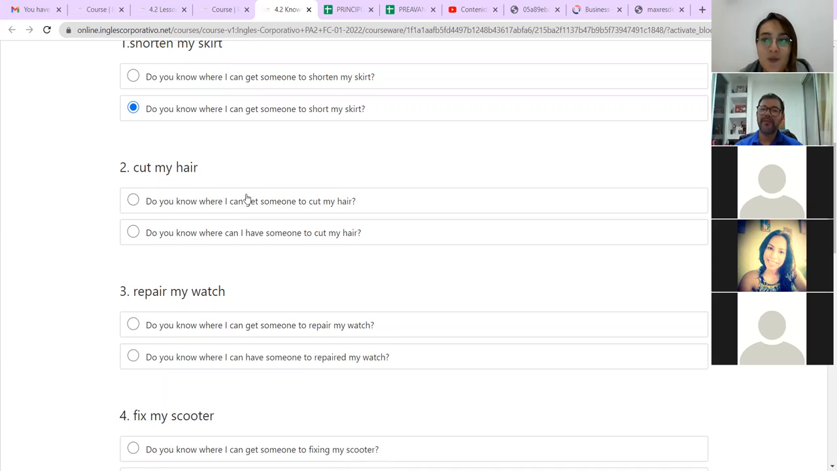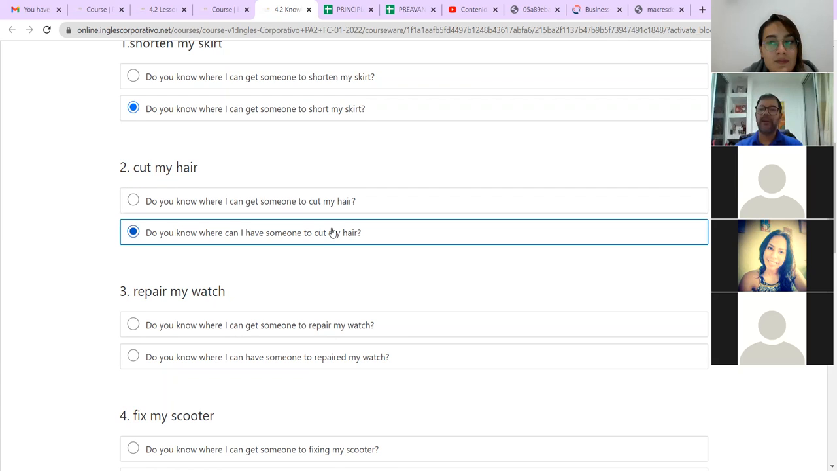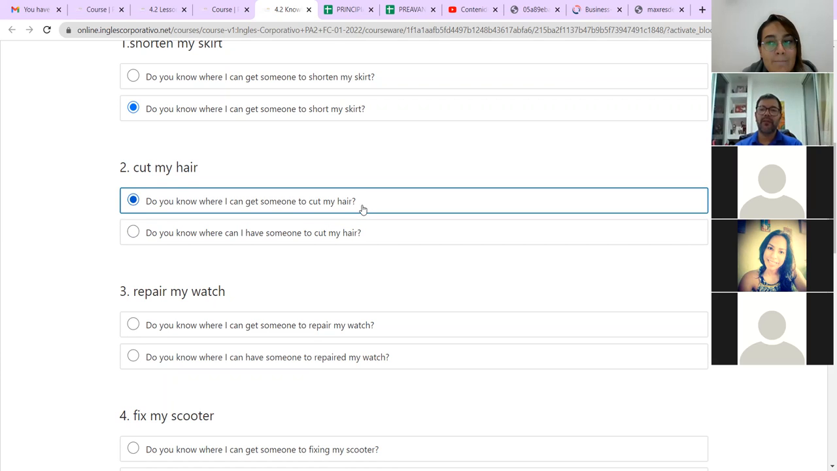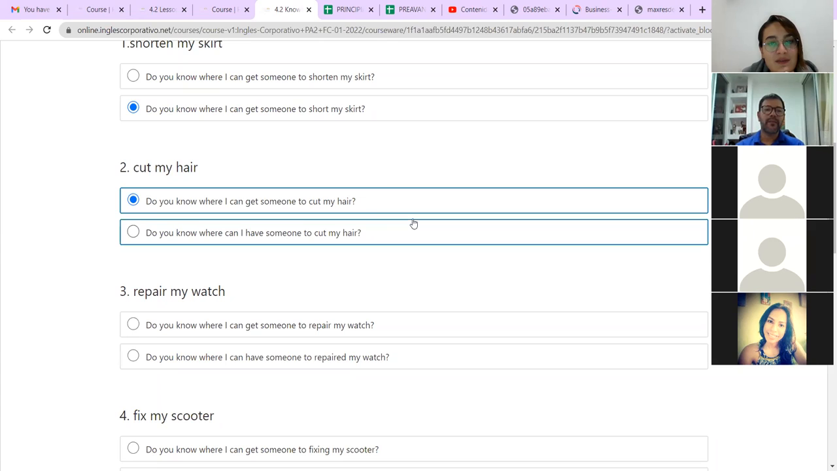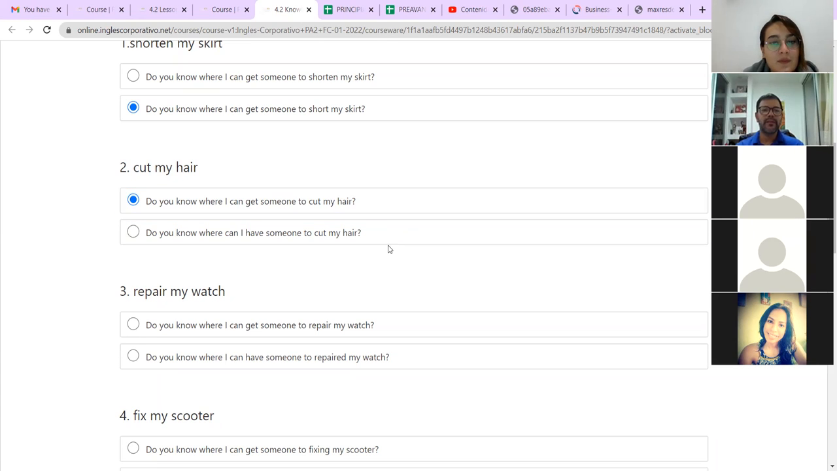And what would be the correct one in the active voice? Number two or number one? If you want to answer, you can answer. What does everyone think? Number one or number two?